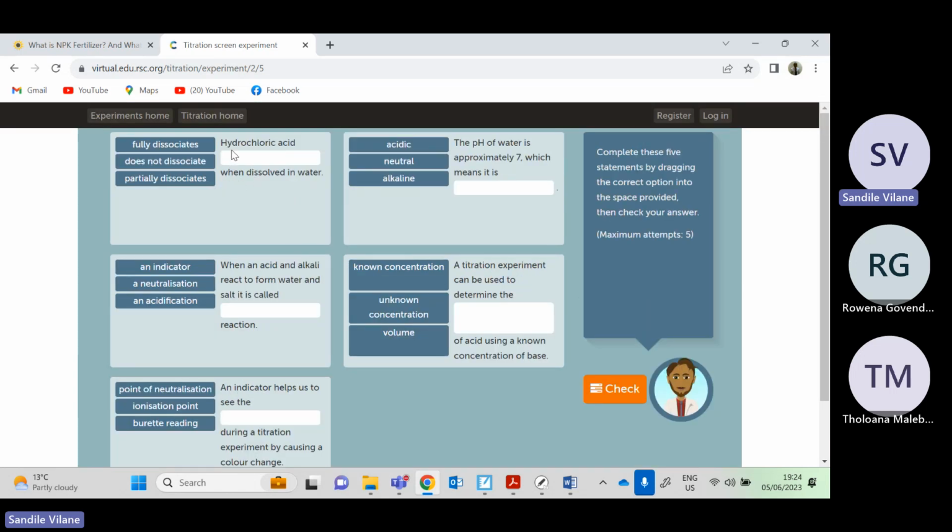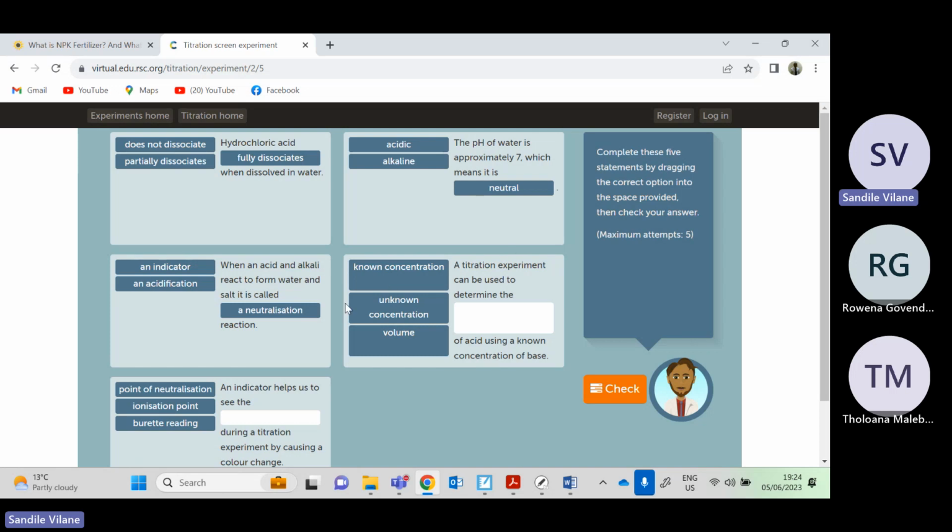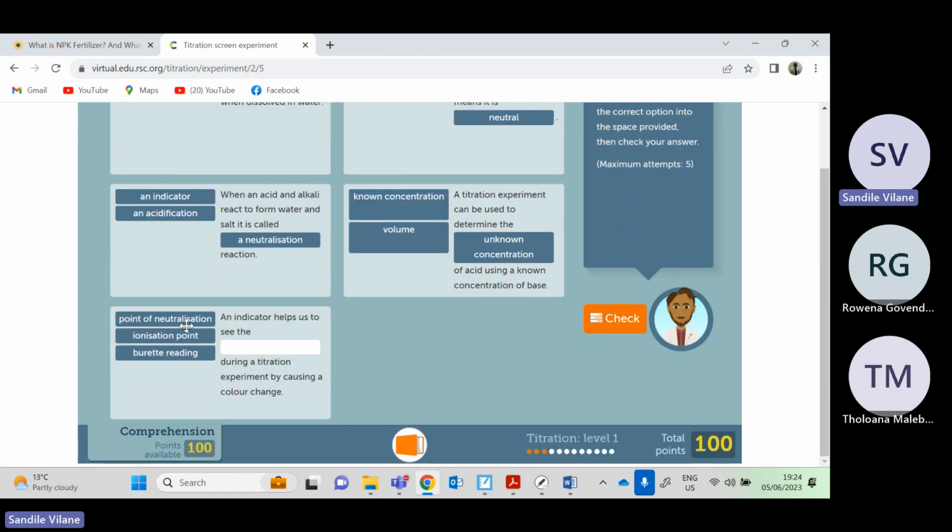So we look at this. When hydrochloric acid dissociates, does it fully dissociate or not? It fully dissociates because it's a strong acid. The pH of water is approximately 7, which means that it is neutral. So this is an activity, guys. When an acid and alkali react to form water and salt, this is called a neutralization reaction. A titration can be used to determine the unknown concentration of the base. And then what do they say? An indicator will help us to find what? The point of neutralization or the end point.